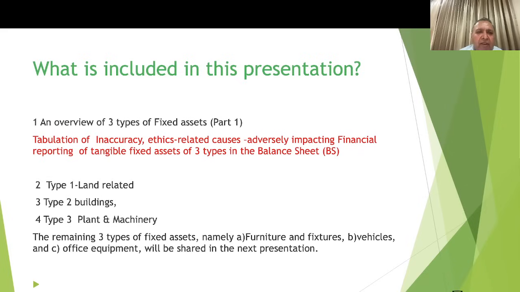Now, what I plan to include in this are the overview of the three types of fixed assets in terms of tabulation of the causes that impact inaccuracy, caused by inaccuracy or caused by ethics related causes. Then detailed presentation of the causes vis-a-vis type 1, which is land, type 2, which is building, and type 3, plant and machinery. The remaining three types of fixed assets, namely F&F, furniture and fixtures, vehicles and office equipment, will be taken up in my subsequent next presentation.